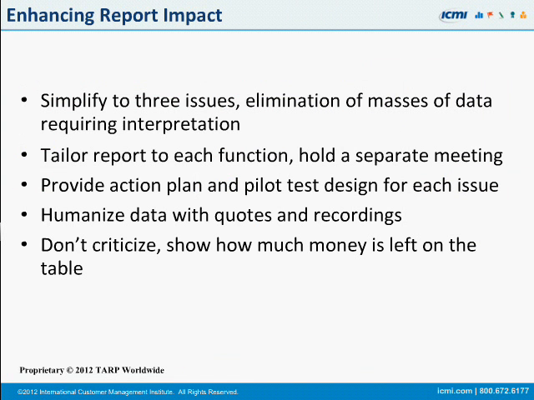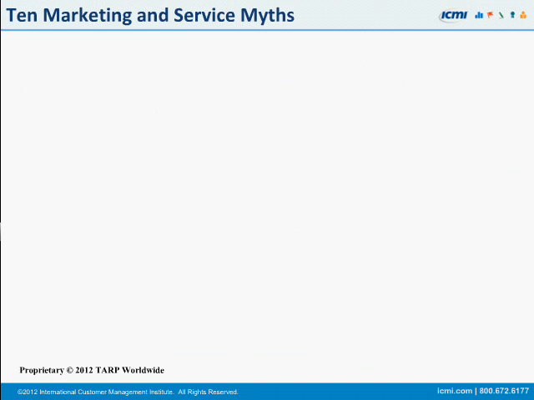And to enhance your report impact, you should simplify to three issues. Don't bury people in data because they're not going to take the time to read it. Tailor the report to each function. And one thing Colgate said was that they hold a separate meeting with each function. Don't send one report to distribution. Tell them an action plan and even offer to pilot test it. At Wegmans, they will pilot test the plan, and once it's a success, allow the functional area to take the credit. Humanize the data with quotes, and don't say you're doing a bad job. Say, look, you're doing a great job, and see how much money you're leaving on the table.